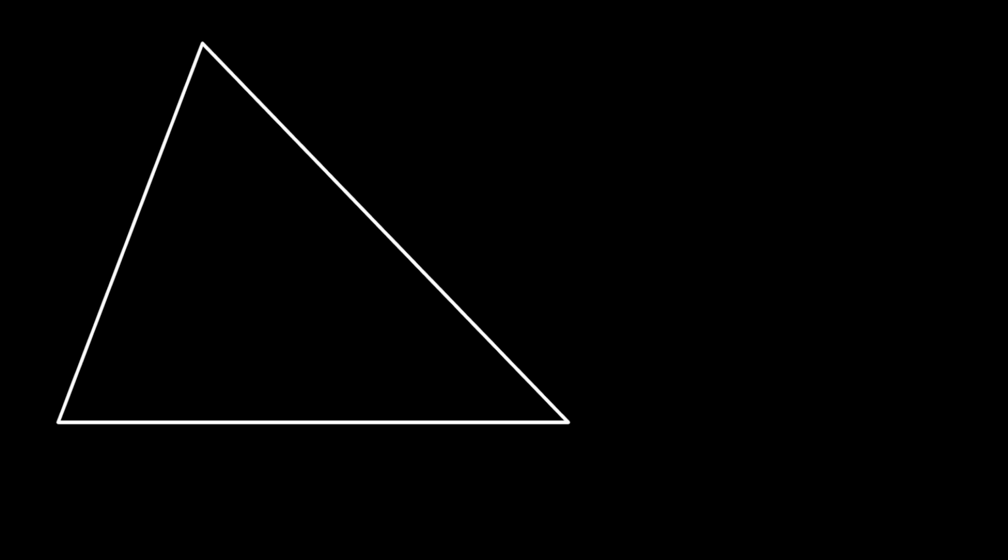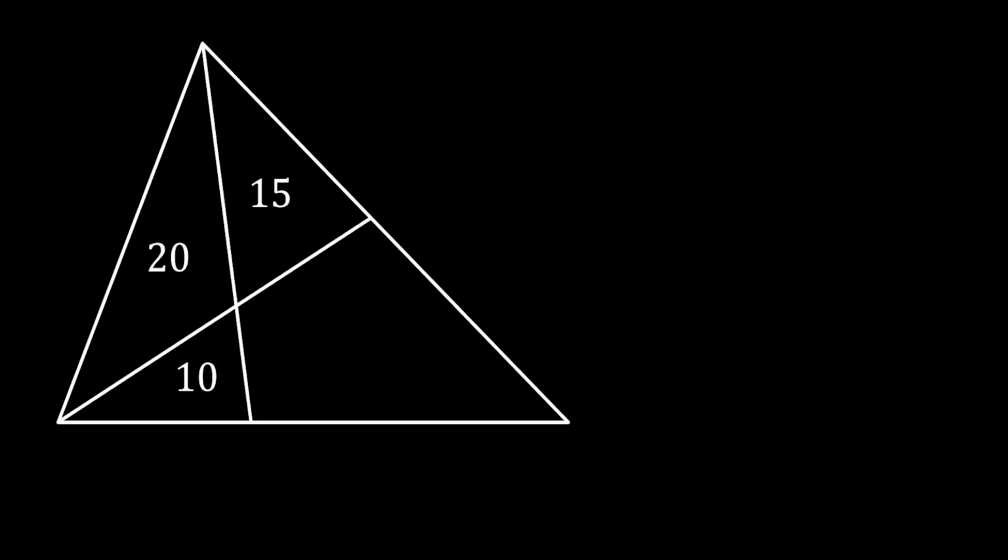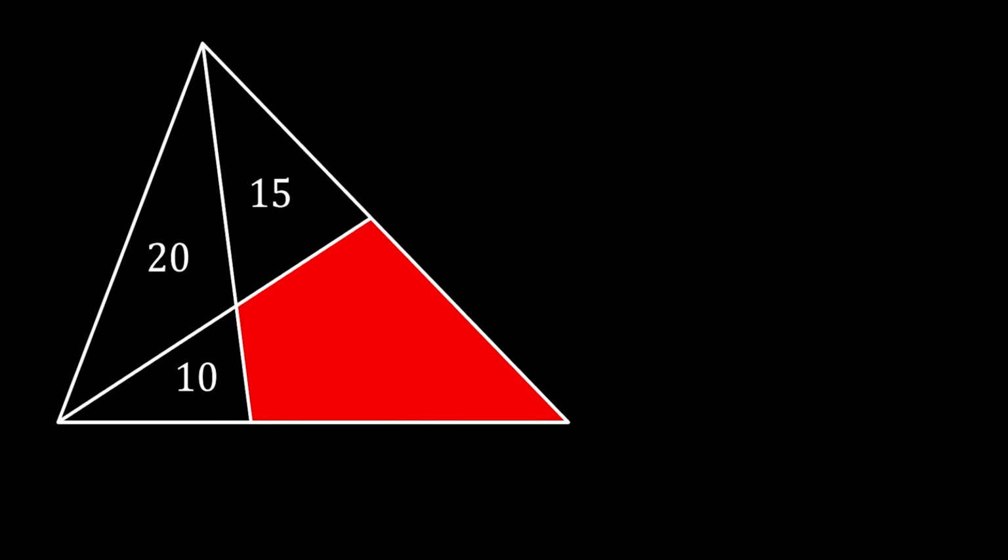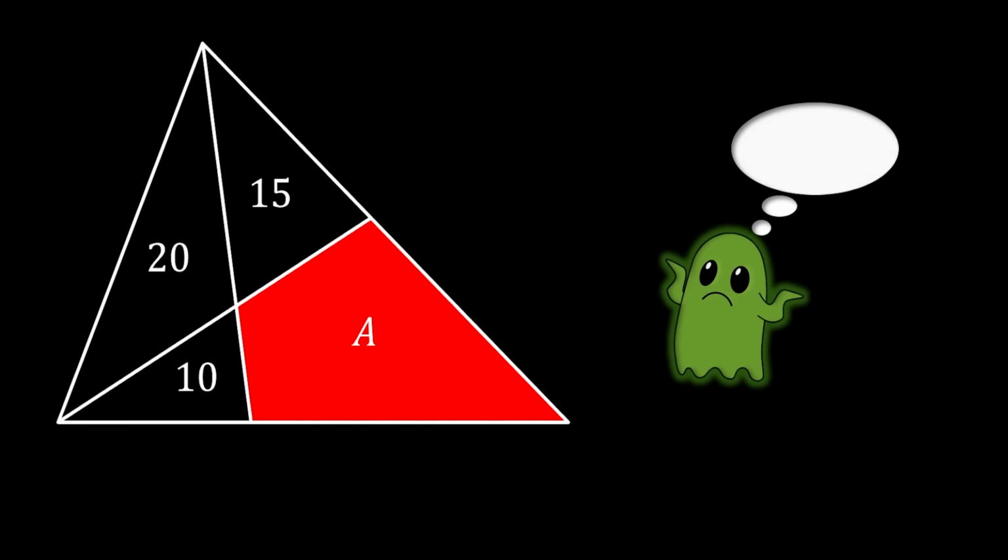We will start our problem with a triangle. Then we will divide this triangle using two lines pulled from two vertices of this triangle up until the opposite sides, and therefore we will split this triangle into four separate areas. Three of those areas will also be triangles with the areas of 10, 20, and 15 squared units. The question is, can we somehow calculate the remaining red area of this triangle?